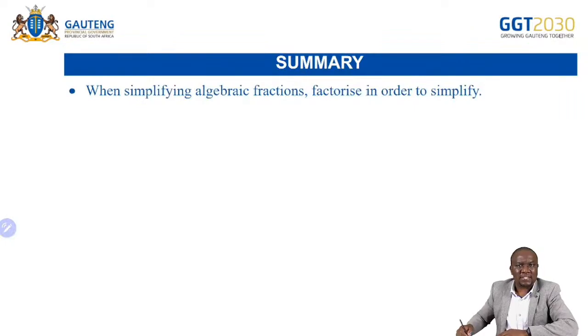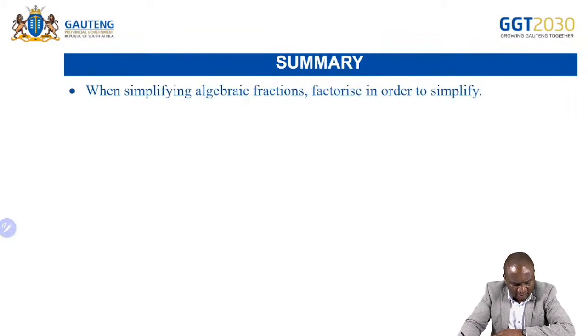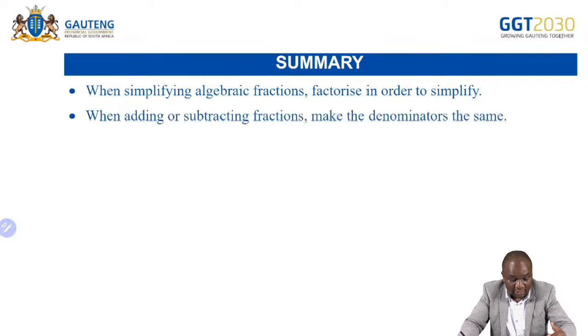Okay, let's summarize our lesson. What did we say? When simplifying algebraic fractions, factorize in order to simplify. We used our factorization: highest common factor, difference of 2 squares, difference and sum of 2 cubes, but we didn't use factorizing by grouping in pairs. You may find that also in other activities.